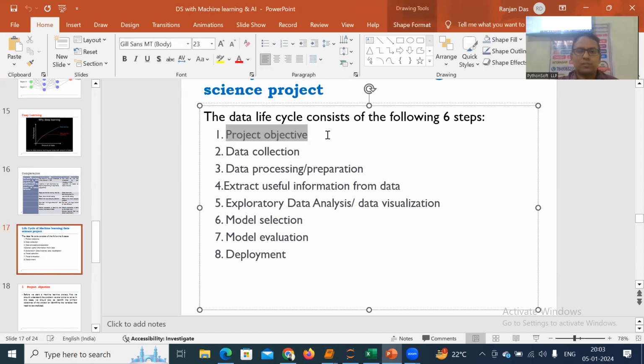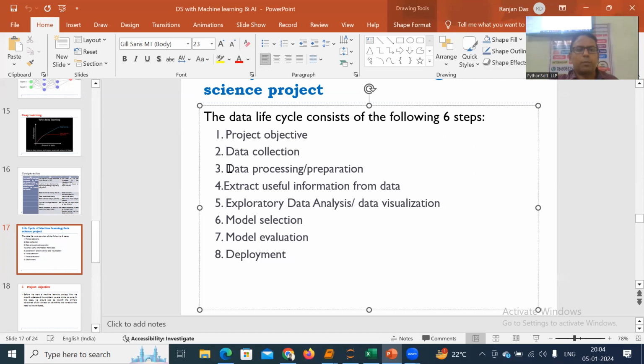If you do any kind of project, these are the steps. First, you have to select the objective of the project, then data collection. First of all, you have to find out what my project objective is. Suppose my project objective is to create a model which can predict whether a person is going to suffer from diabetes or not. For that, I have to collect the data. I'll go to hospitals or healthcare agencies and collect the data. Let's say I have collected data of 1,000 people. Out of them, let's say 700 people are suffering from diabetes and 300 are not. I have collected their height, weight, all these things.